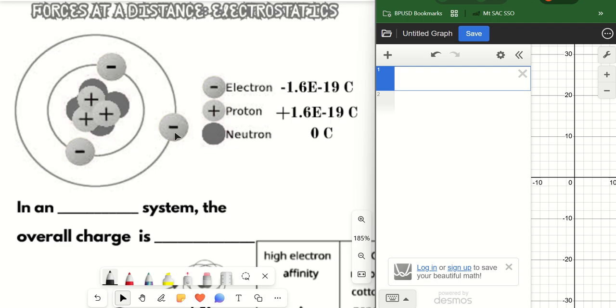Now electrons also have that same fundamental charge, but theirs is negative. So we have negative charged electrons, we have positively charged protons, and they have the same value, just one's a positive and one's a negative. We also have this idea of conservation of charge. So in an isolated system, the overall charge is going to be conserved.